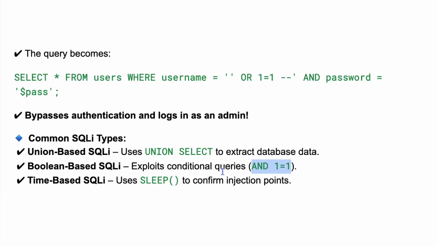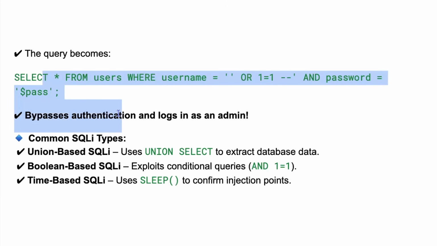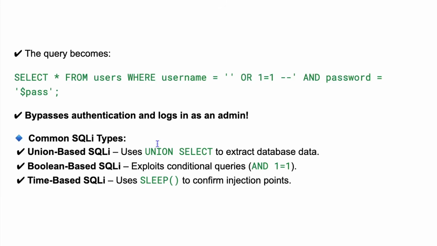There are different ways that you can obviously implement the AND 1=1, or OR 1=1, but for the case of SQLi, OR seems to be more functional and more effective, just based on my experience. Then we have the time-based SQLi, which uses the sleep command to confirm injection points. If it doesn't sleep for 5 seconds and responds immediately, then you know that it was incorrect. But if it does wait 5 seconds before it gives you a response, you know that it's actually processing this sleep query right here.